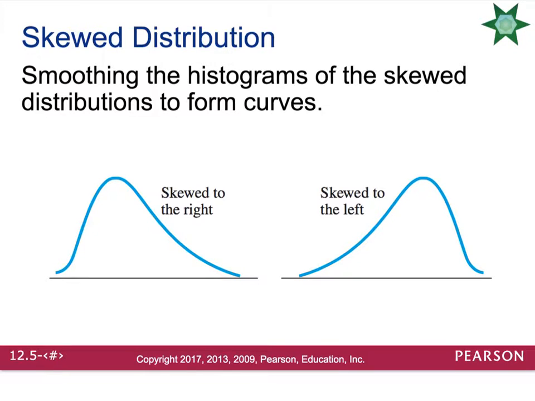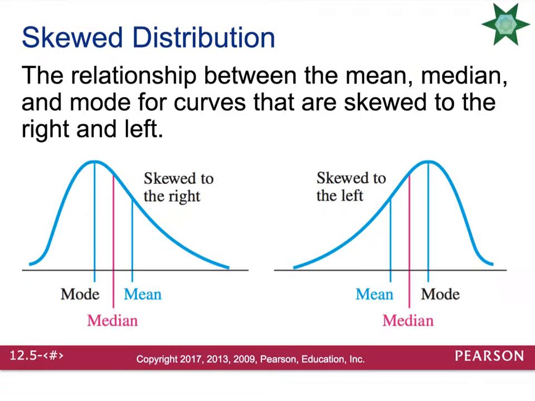Usually we don't look at histograms, instead we draw smooth curves, and these smooth curves can be considered the same way. With the tail on the right, then you're skewed to the right. If the tail's on the left, then you're skewed to the left.